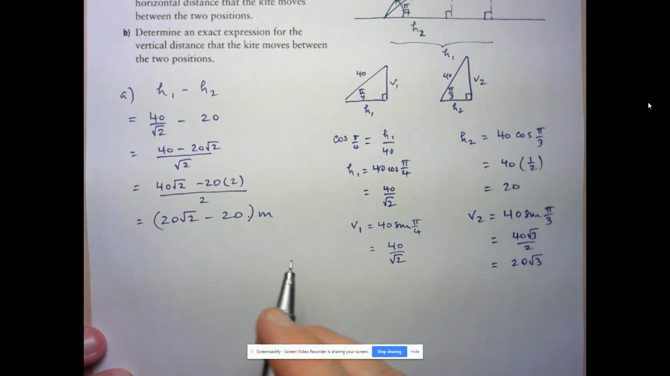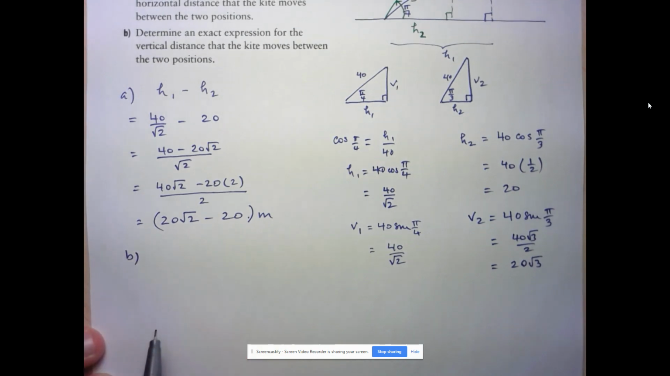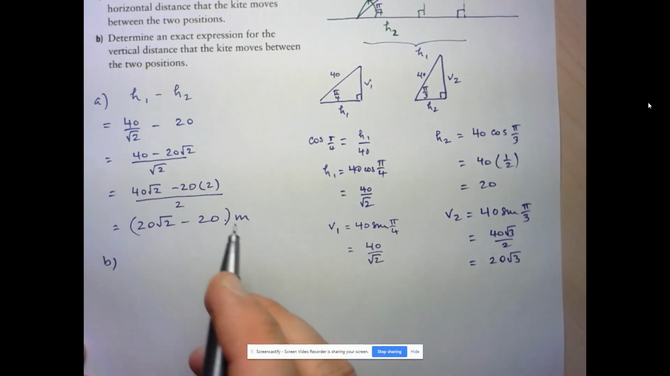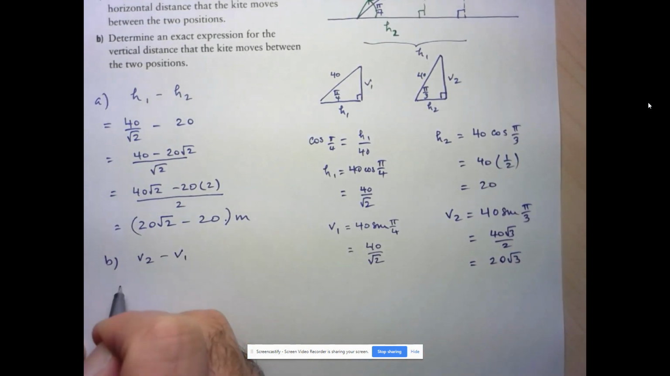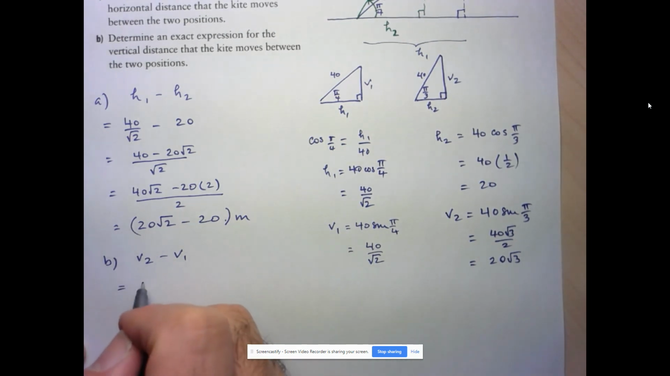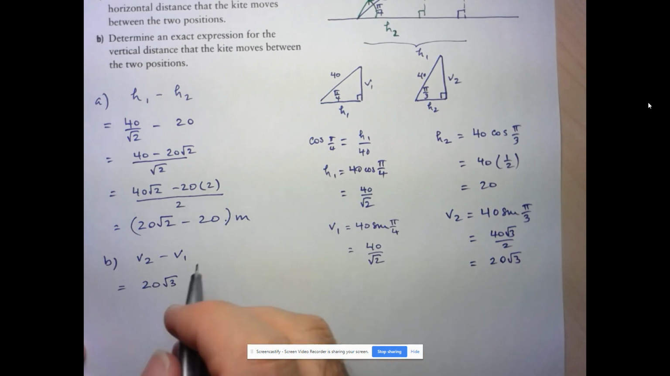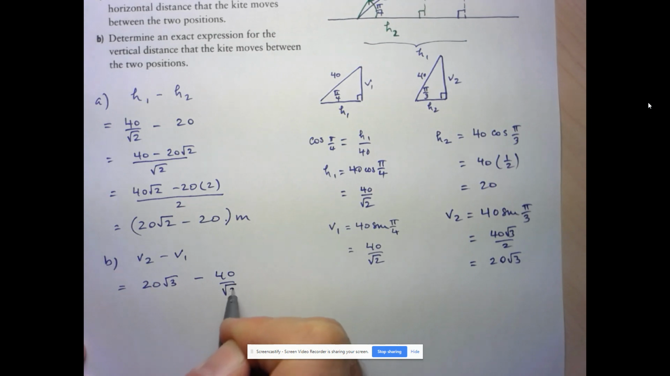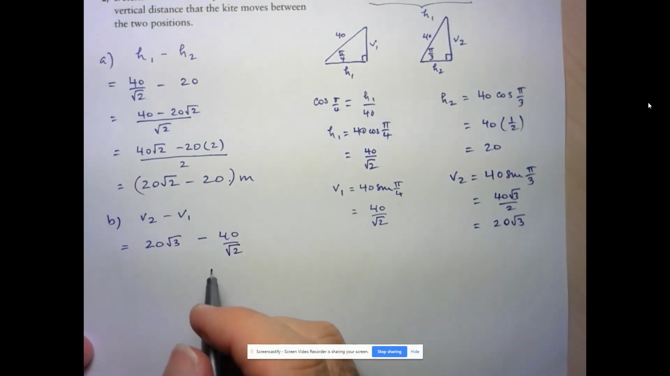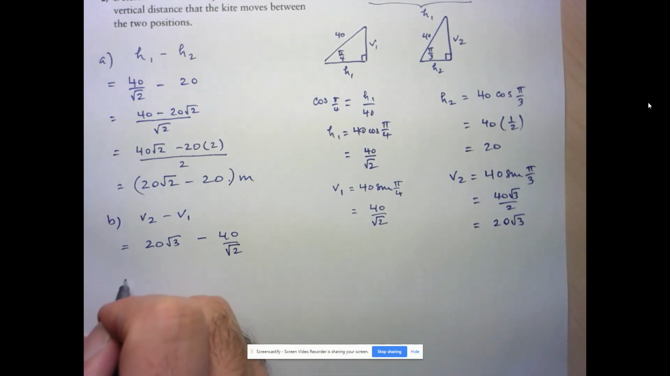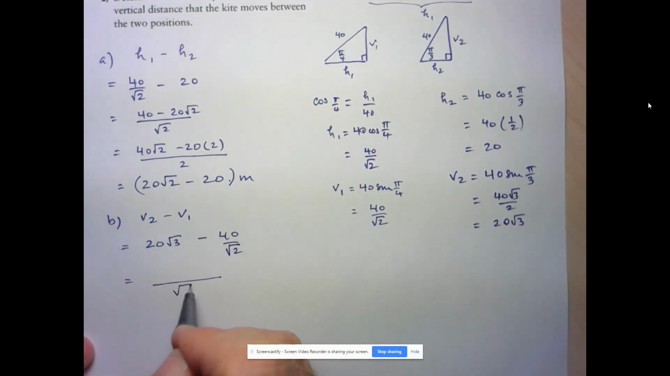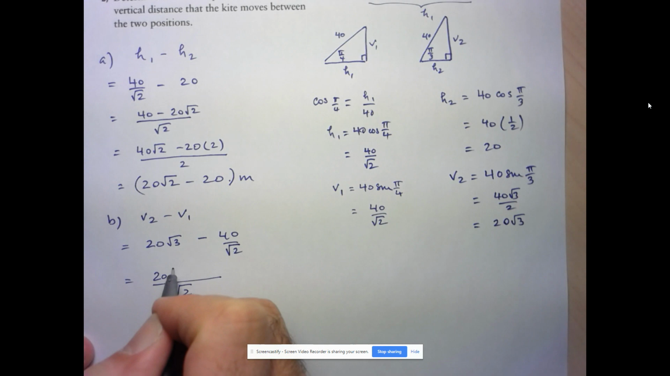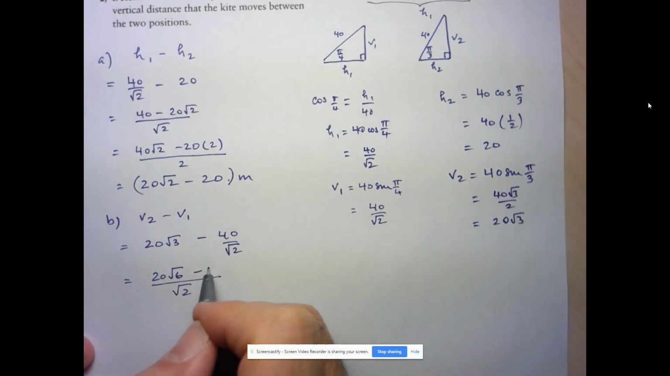And now we're going to do the same thing with the vertical distances. So in B, this time it's V2 that's larger than V1, so I'm going to do V2 minus V1. And V2 was 20 root 3 minus 40 over root 2. Okay, so this is a good question for practicing your skills with radicals. So again, I'm going to take a common denominator of root 2. So here, what do we have? This is going to be root 3 times root 2 is root 6, so 20 root 6 minus 40.